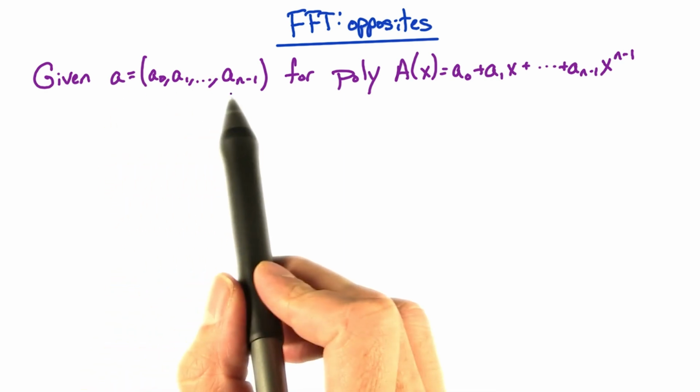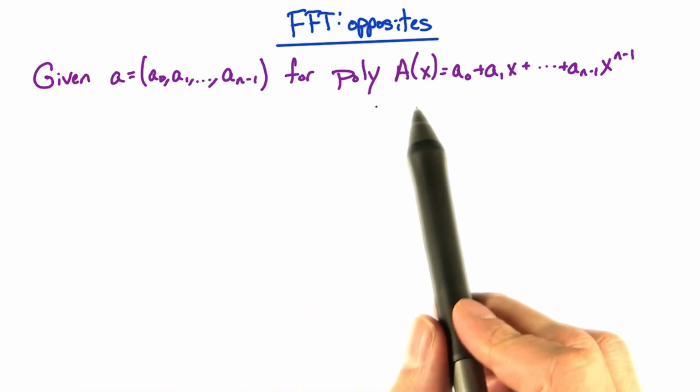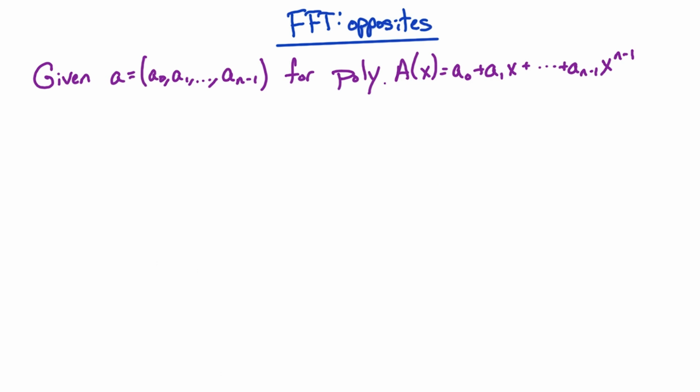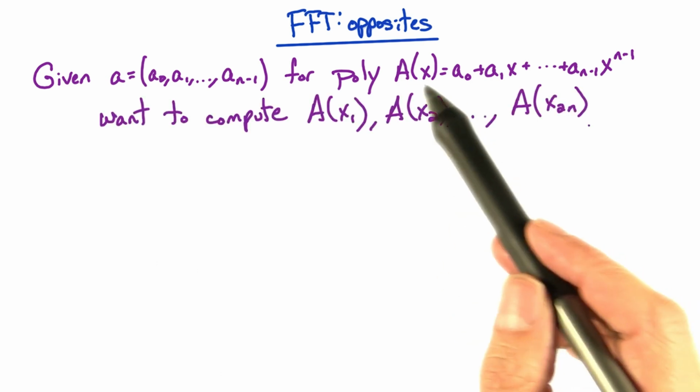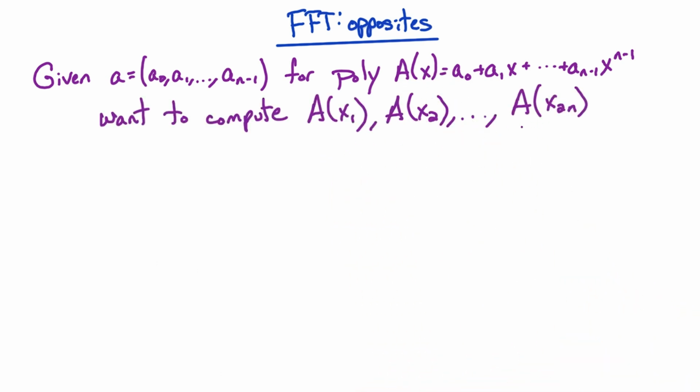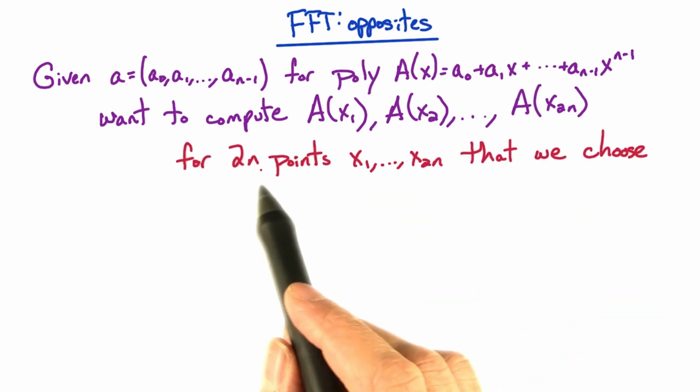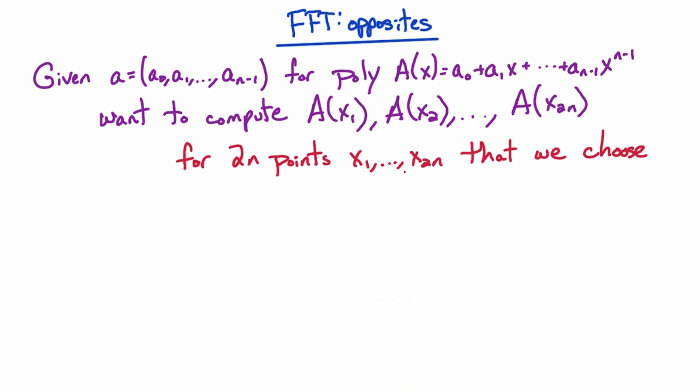We're given this vector, a. These correspond to the coefficients for the polynomial a of x. And we want to compute the value of this polynomial a of x at two n points, x1 through x2n. And the key point is that we get to choose these points, x1 through x2n. How do we choose them? Well, that's our main task.